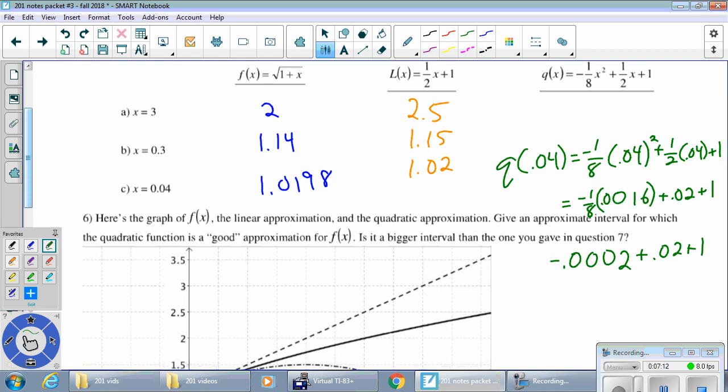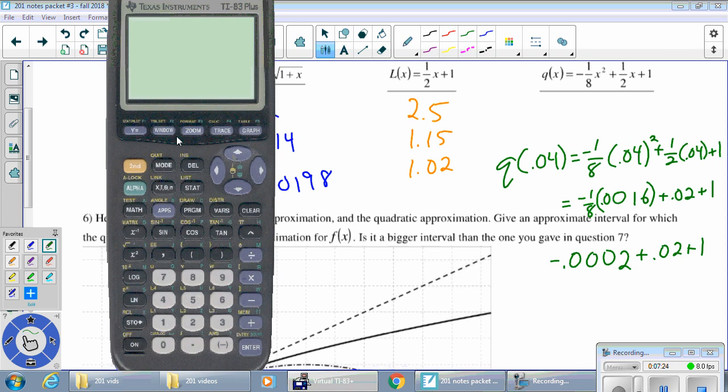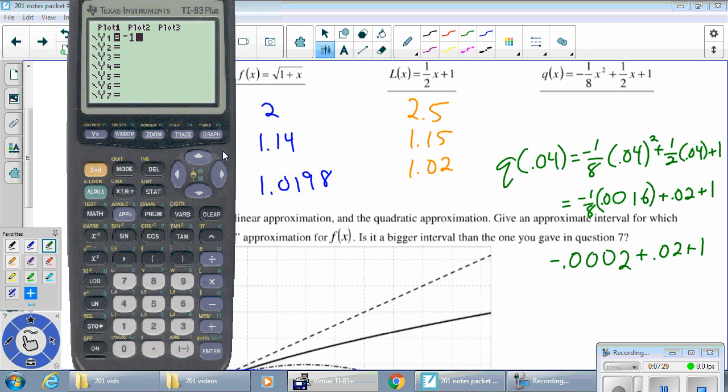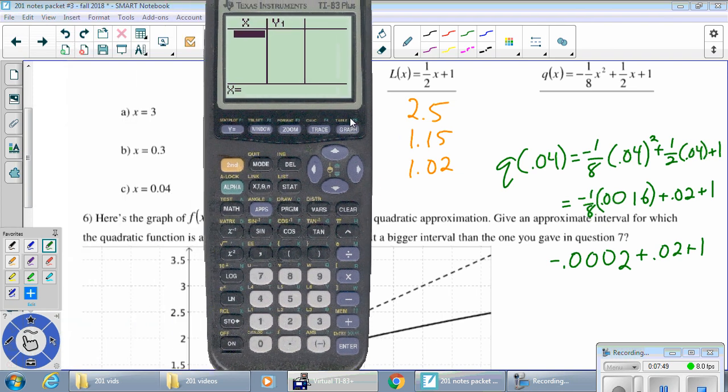So it's that. And even if the numbers didn't go in nicely like they are here, it still wouldn't be terrible to do these ones by hand. But still, just to save a little bit of time, we're going to run these through our calculator. So we'll type in our function right here, -1/8 x squared plus 1/2 x plus 1. Okay, I think that's good. And then we quit. And then we'll do the table. Change it to ask. And then we'll just ask for these 3 numbers here, 3 and 0.3 and 0.04.